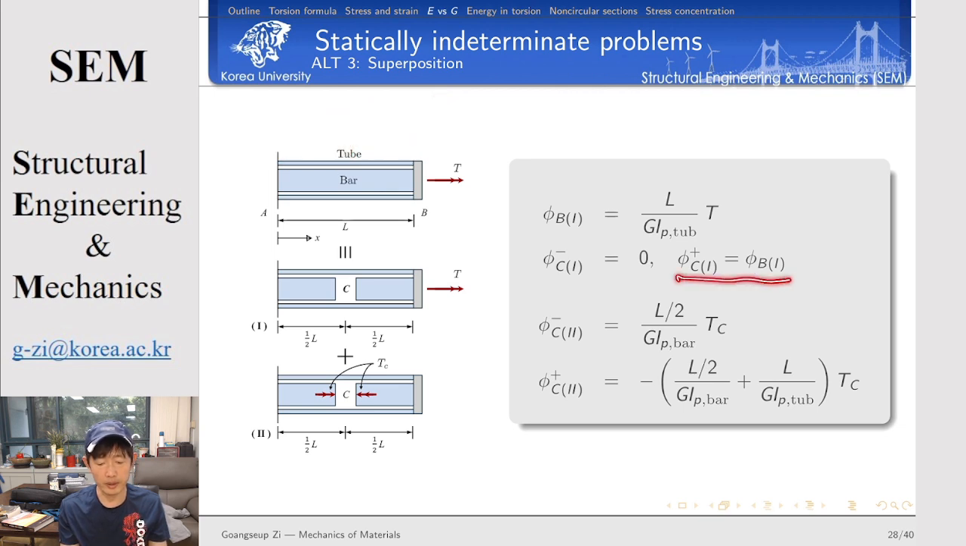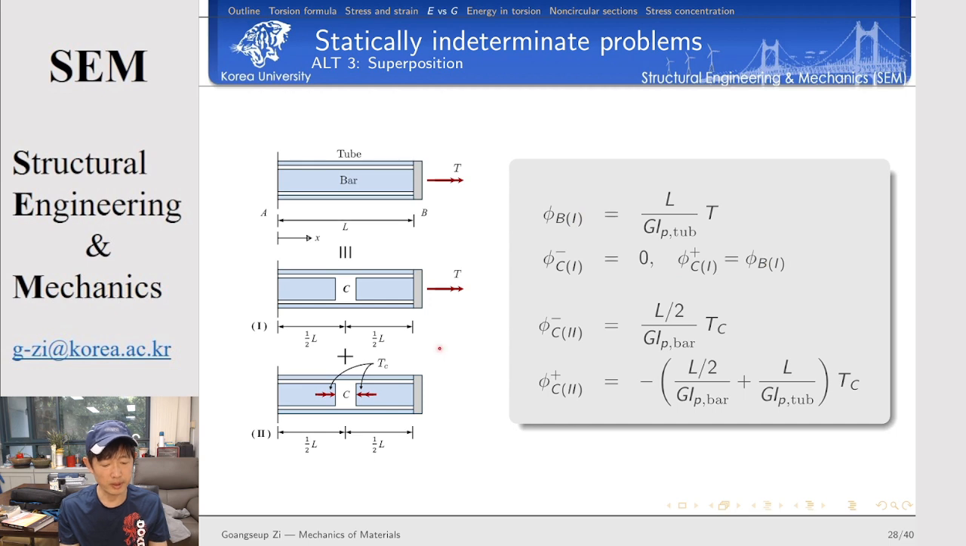Okay, so how about here? Because this is deformed as a rigid body, the angle of twist here should be equal to the angle of twist here, because there is no internal torsional moment. It is the same as the angle of twist calculated at point B. This is a very important point to understand.